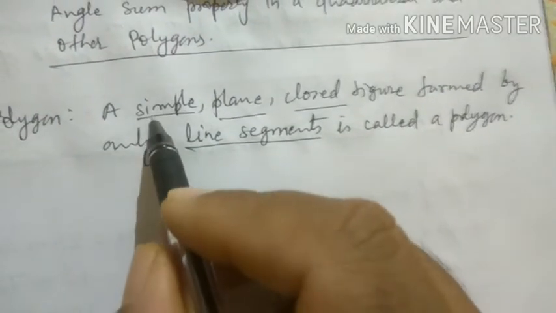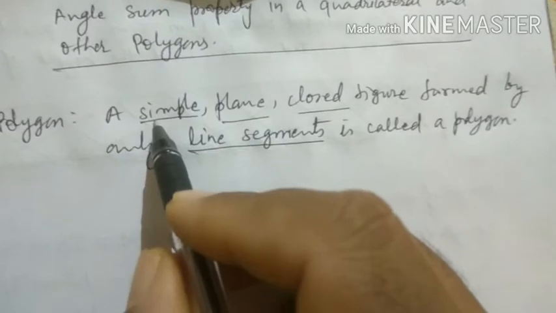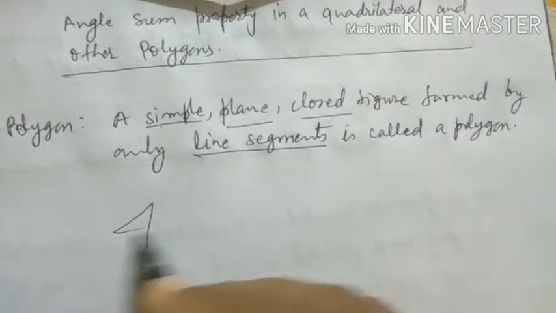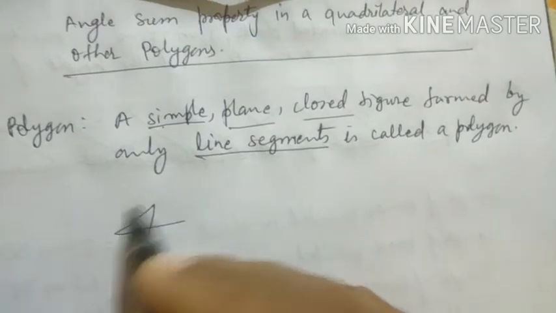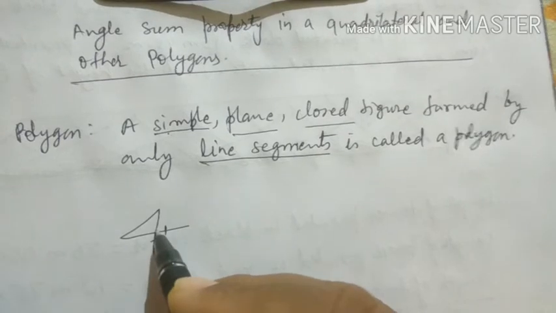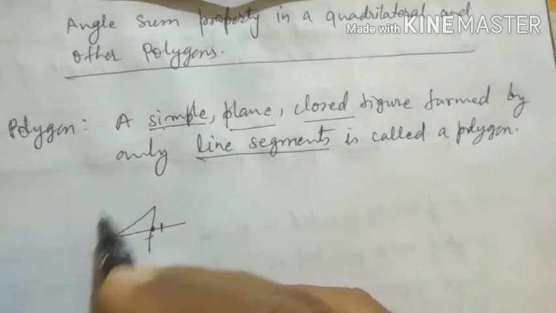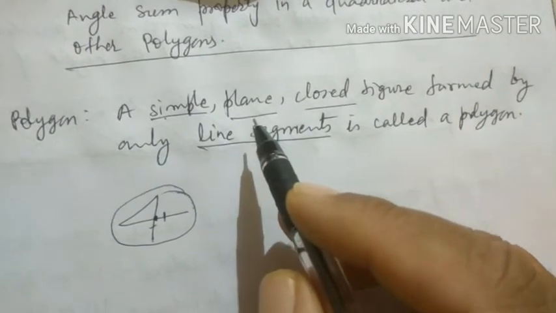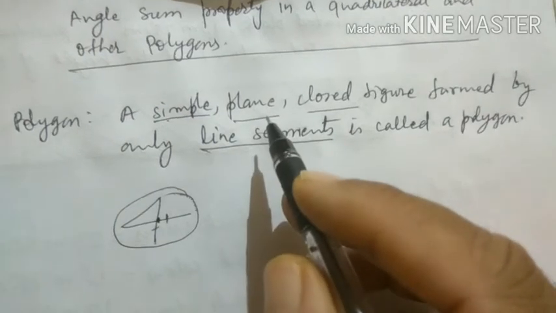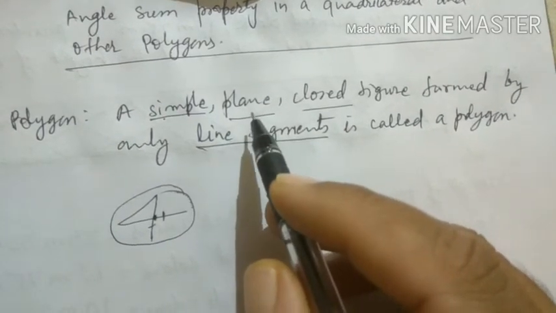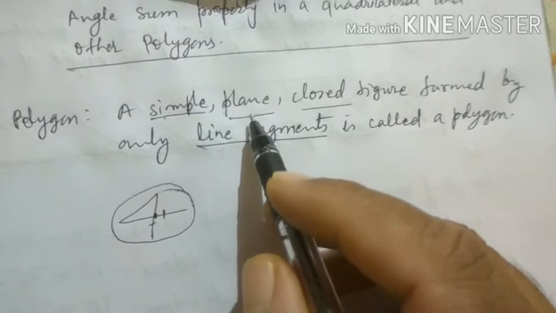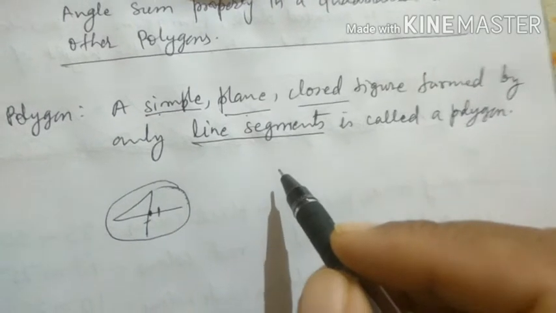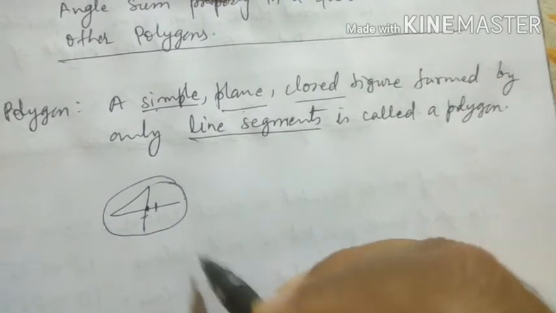Okay. So what is simple? A simple curve means a curve that does not intersect itself. For example, this figure is not simple, as this line and this line intersect itself here. Now plane. Plane means when all the sides of a polygon lie on the same plane, that means the same flat surface, then the polygon is called plane.